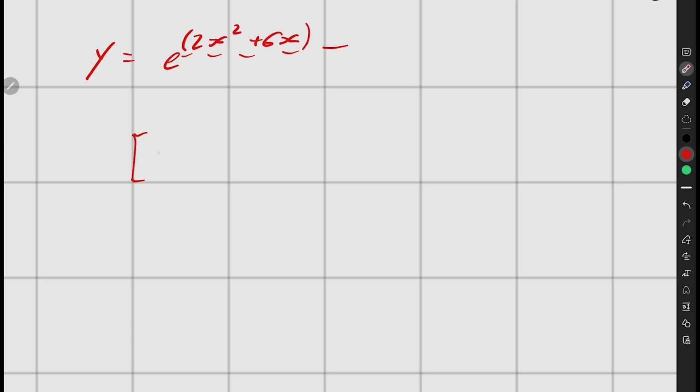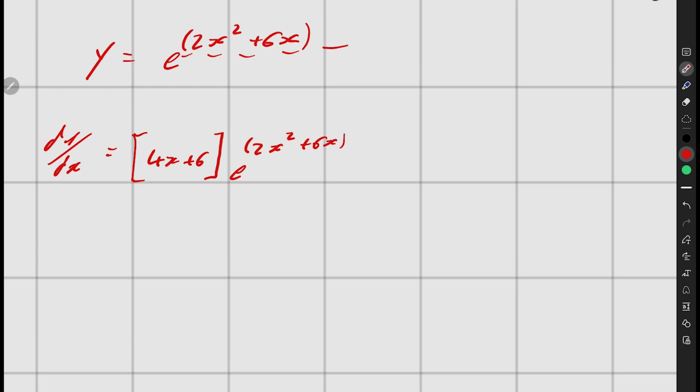Using our power rule, we know that's going to be 4x plus 6. And then we're just going to be leaving the function the same. The exponential function is not going to change. We're going to have e to the 2x squared plus 6x. And that is our derivative.